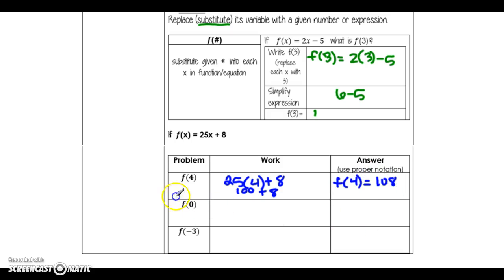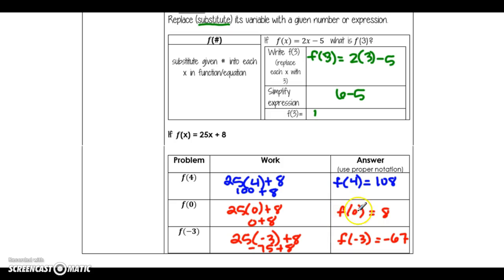So go ahead and try these next two on your own. Pause now and check when you're ready. All right, and hopefully you got f of 0 equaling 8 and f of -3 equaling -67. If not, take a look at my work there and see maybe where you made your mistake.